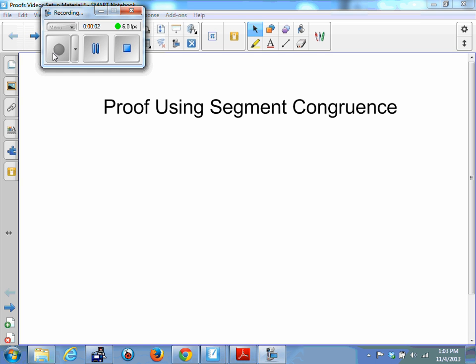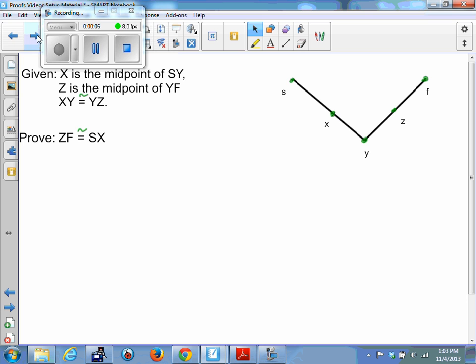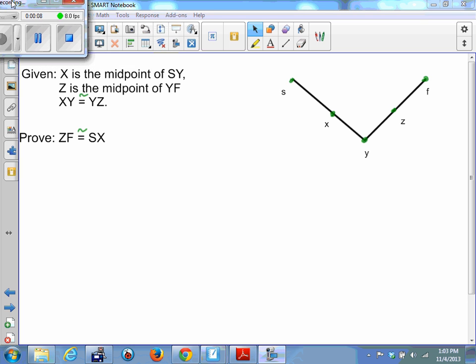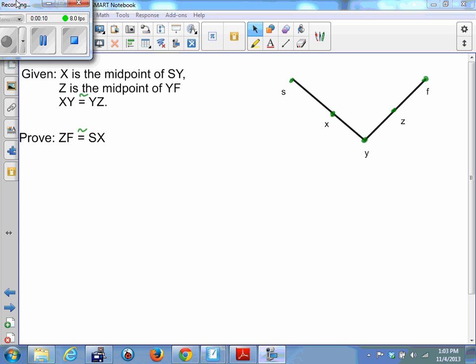All right, today we're going to do a proof using segment congruence. We're going to be given this picture, where we have segments in a figure that looks like a letter V. We are given three different things. X is the midpoint of SY, and Z is the midpoint of YF. And then we also know XY is congruent to YZ.